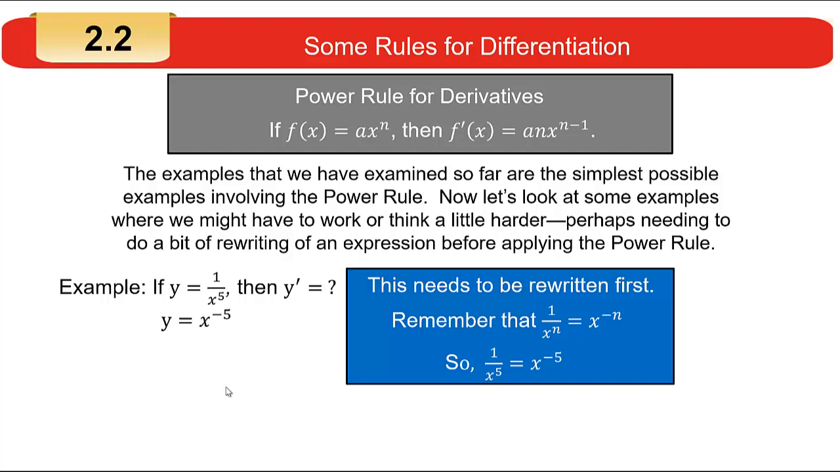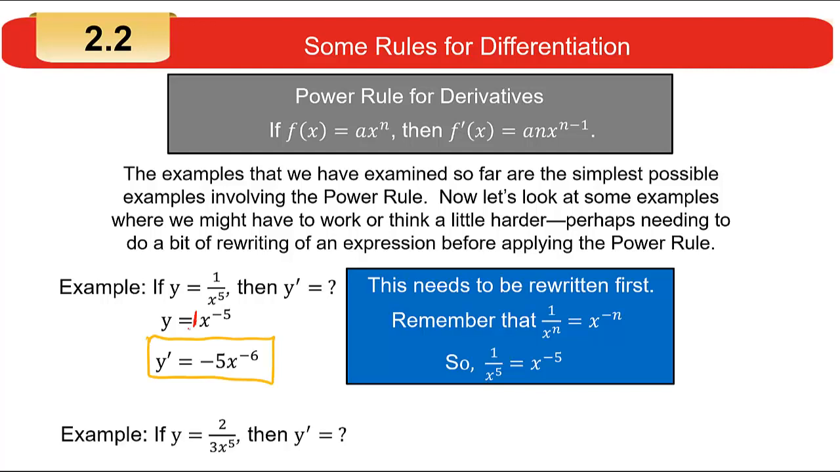Now you can apply the power rule. And remember, there's an understood 1 in front as the coefficient, so that's like 1 times x to the minus 5. So the power rule says you take the minus 5 times the 1, you get minus 5. And then you subtract 1 from the exponent. So minus 5 minus 1 is minus 6. Simple enough. How about this one?